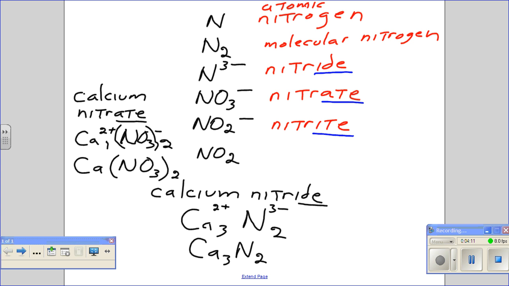One last thing. Going back over to here, notice that NO2- was nitrite, but NO2 without the minus is named on a different set of rules using Greek prefixes to tell you how many of each element you have. You use these rules whenever you're dealing with a molecule that is made of 2 or more nonmetals and is neutral. So here you would have nitrogen dioxide.